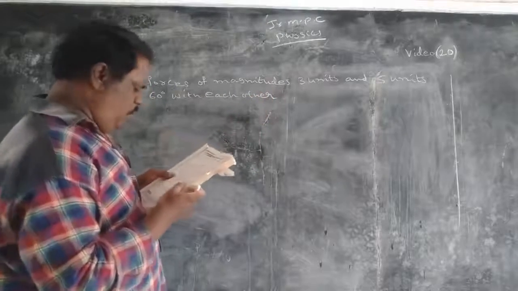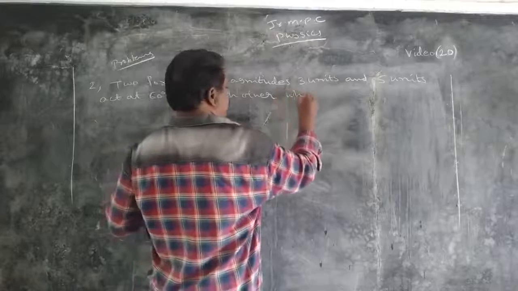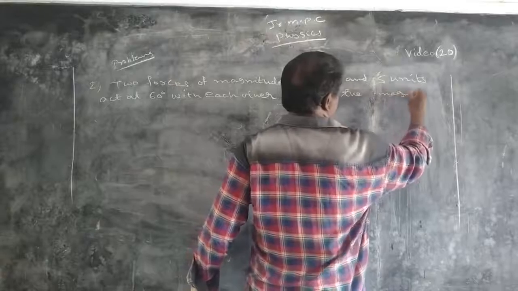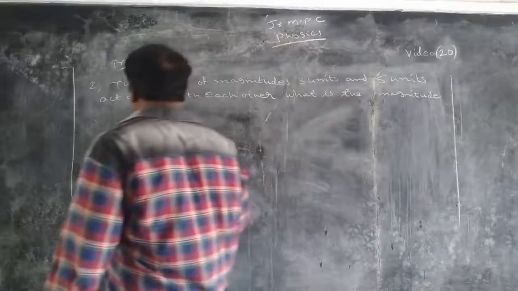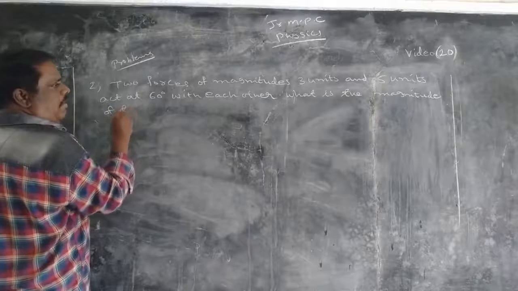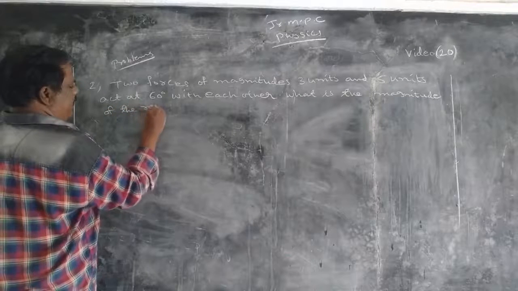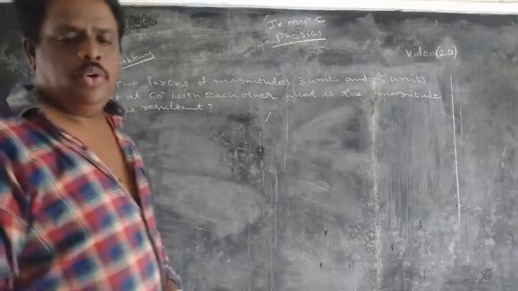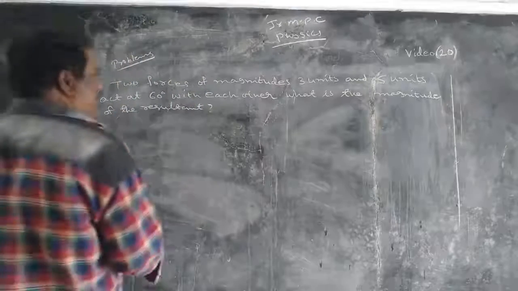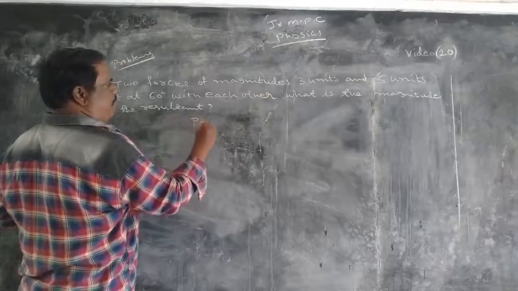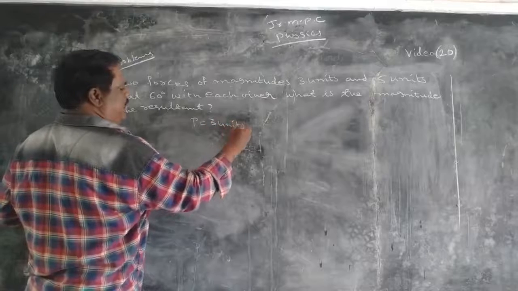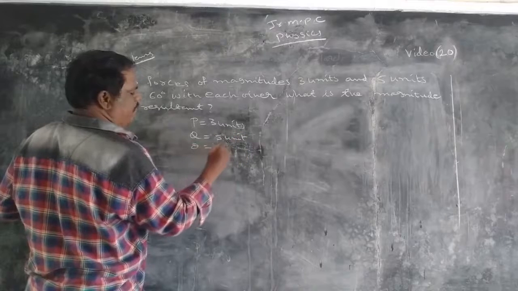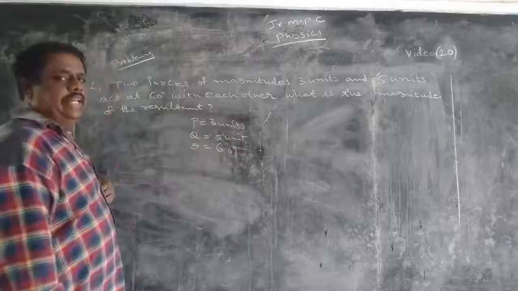Okay, then what is the magnitude of the resultant? Magnitude of the resultant we have calculated in the parallelogram law of vectors. Okay, note down the problem. There are two forces given. Let us say P is 3 units, Q is 5 units. The angle between them is equal to 60 degrees with each other.